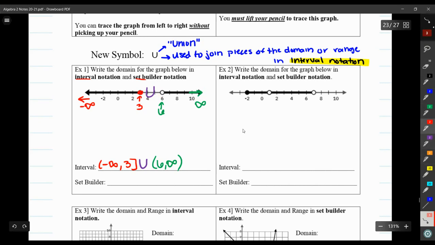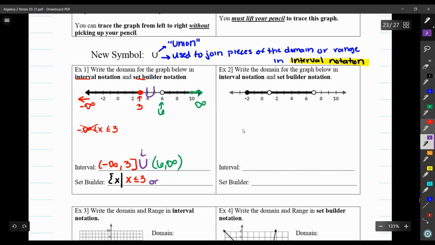Now, let's talk about how this would look in set builder. Of course, we would have the curly bracket and then x such that. For our left piece, this is negative infinity less than x less than or equal to 3. If I translate that into set builder, I can't have the infinity sign, so all we have is x less than or equal to 3. Now, we don't use the union symbol in set builder. Instead, we write the word or.